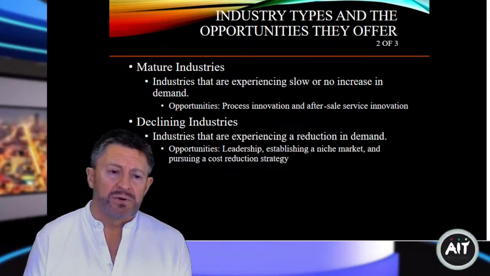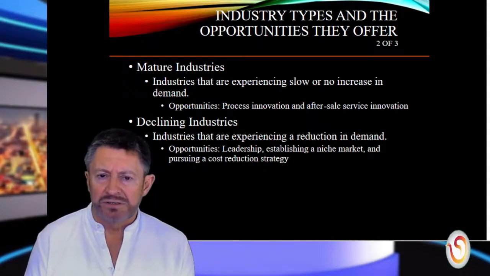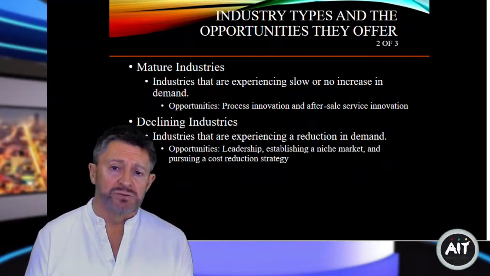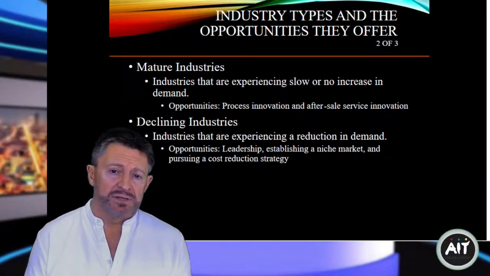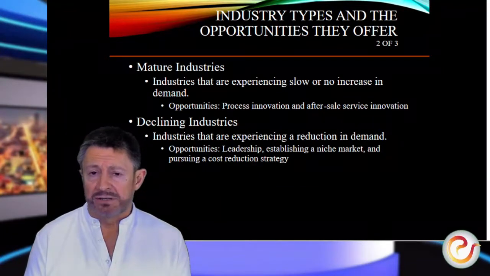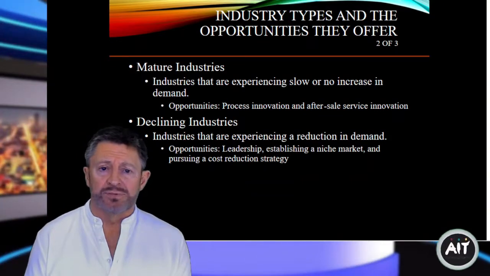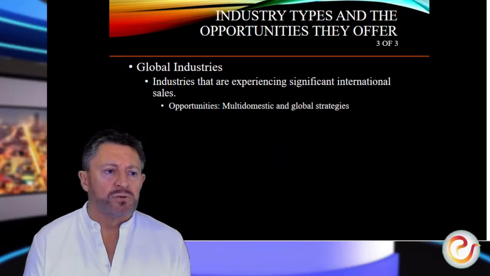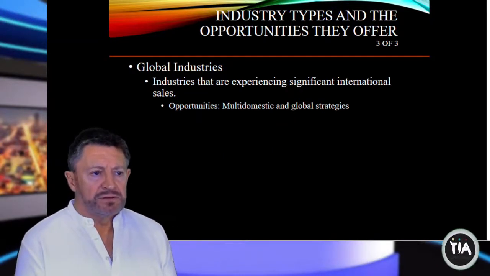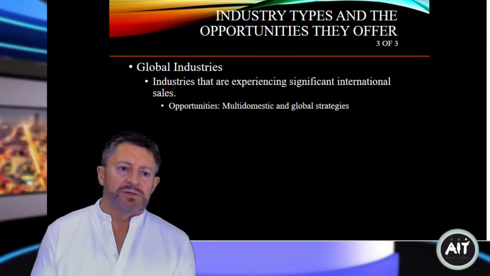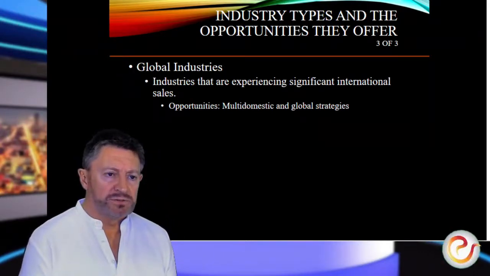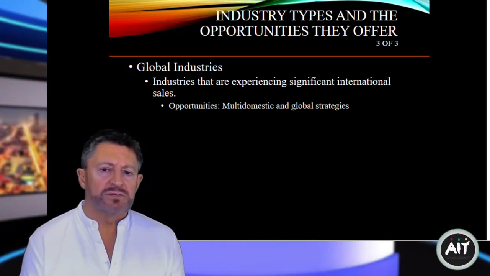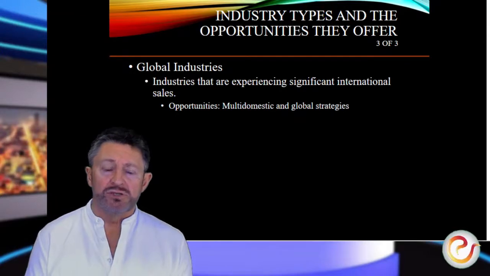But usually companies that are moving into the decline phase already have their technology roadmaps to introduce new products and new services based on more current techniques, products, processes, technologies, and so on, to stay in business. That's the whole purpose. So they might phase out certain product lines. And then global industries. Finally, these are industries that are experiencing significant international sales, so the opportunity is multi-domestic and global strategies. That's a pretty interesting one insofar as it depends on the maturity of the particular market.